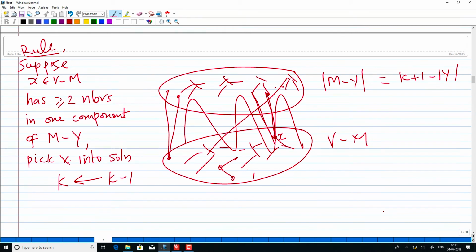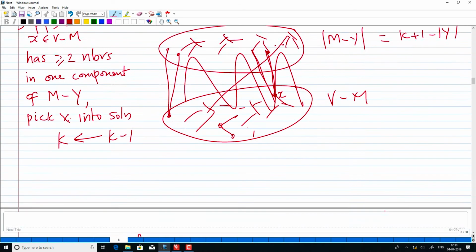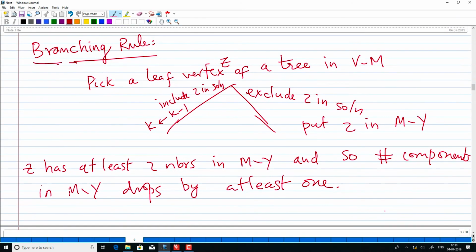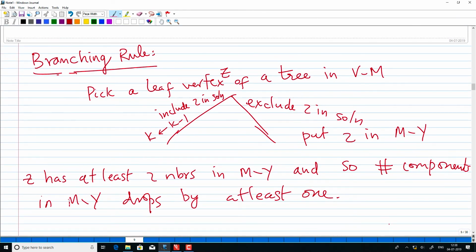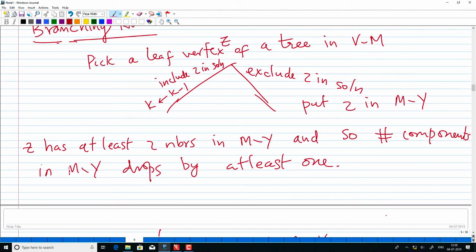If you have a vertex here which has 2 neighbors in the same component, I pick that vertex. Otherwise, what is below is just a forest, so every component is a tree, and each tree has a leaf, and a leaf has at least 2 neighbors. So pick one such leaf and say, I include x in the solution, or exclude it and put it in M minus y. Since z has at least 2 neighbors in M minus y in different components, it connects 2 different components, so the number of components decreases by at least 1.